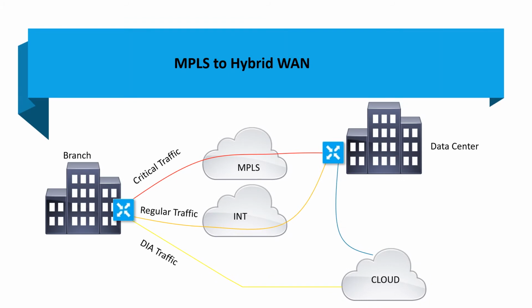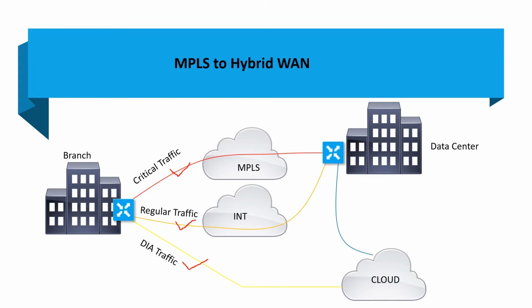So this is the MPLS to hybrid WAN connectivity model. From one branch to the data center, you still have one link which is based on MPLS. Another link is going to be cheaper, and you are going to utilize it from the internet infrastructure. Then you have DIA traffic. Any traffic which you want to pass to the cloud, maybe direct internet, you can bypass this and send it directly to your internet infrastructure provider.